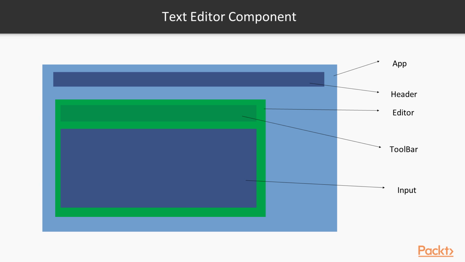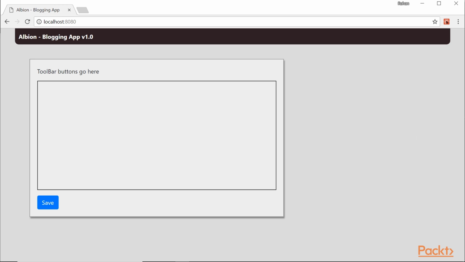Let's take a look at the app. Okay, here we have Albion version 1.0, which is pretty simple, but as we progress in this section, we are going to be adding buttons to the toolbar component, and you can see the input is ready to type in text.